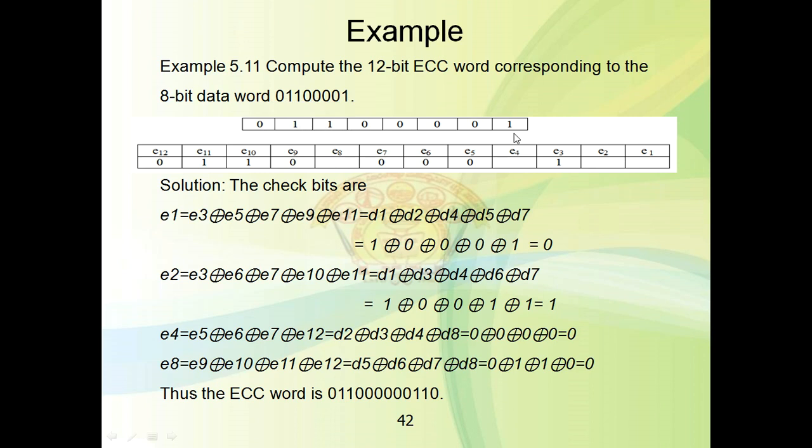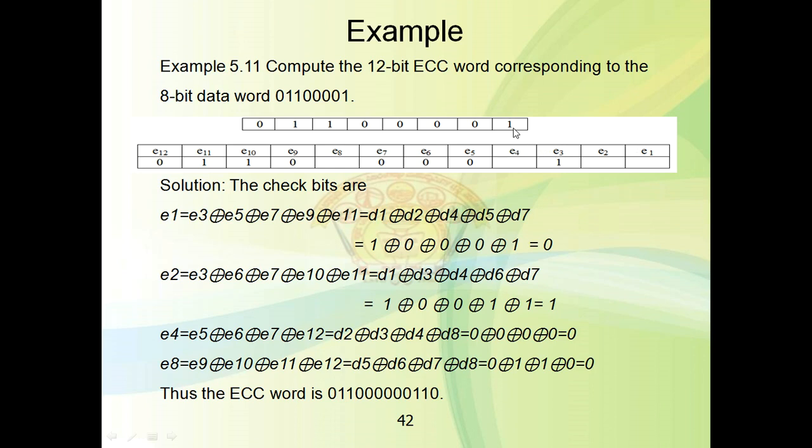So this is the data bits. For 8 data bits, the number of check bits is log n to the base 2 plus 1, so for an 8-bit data word you will get 4 check bits. The check bit positions are e1, e2, e4 and e8. These are the check bits and the remaining positions are the data bits.